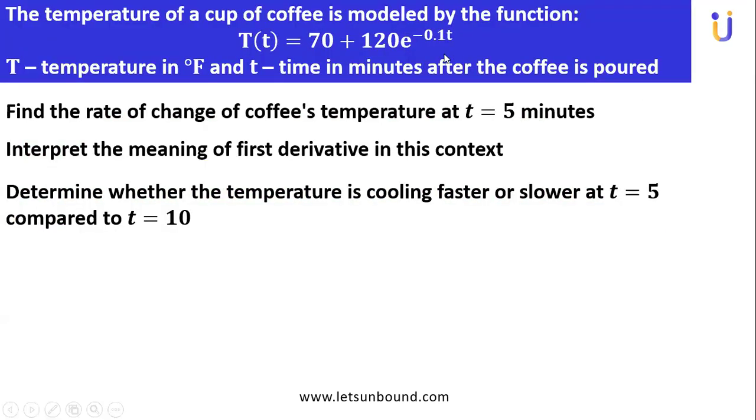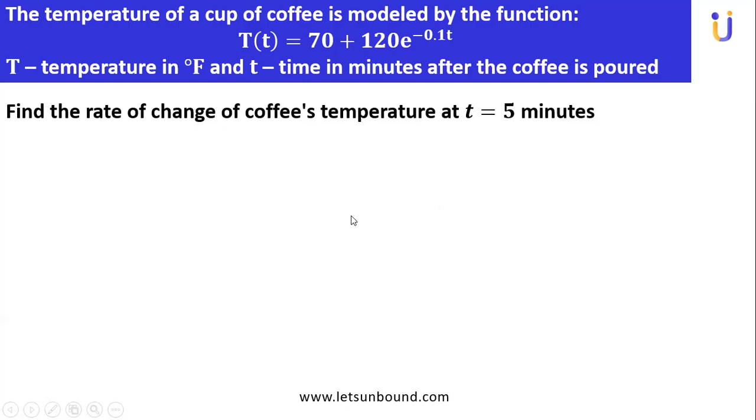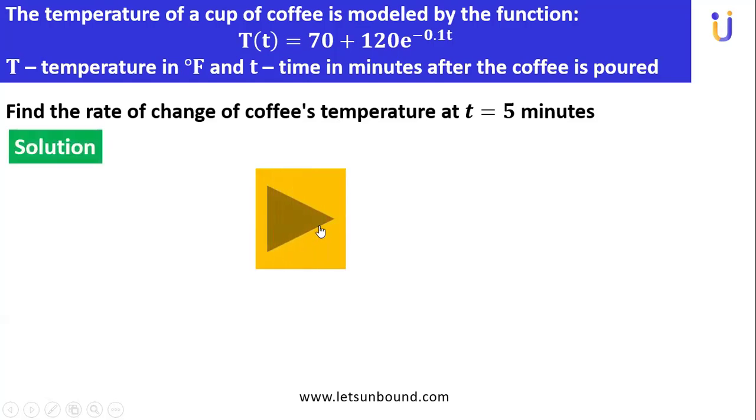Now here we have an example. The temperature of a cup of coffee is modeled by the function. T is temperature in degrees Fahrenheit and small t is time in minutes after the coffee is poured. We have to find this: the rate of change of the coffee's temperature at t equals 5 minutes. Interpret the meaning of the first derivative. Determine whether the temperature is cooling faster or slower. First, it's quite easy. We can use Desmos for this. So let's go there.